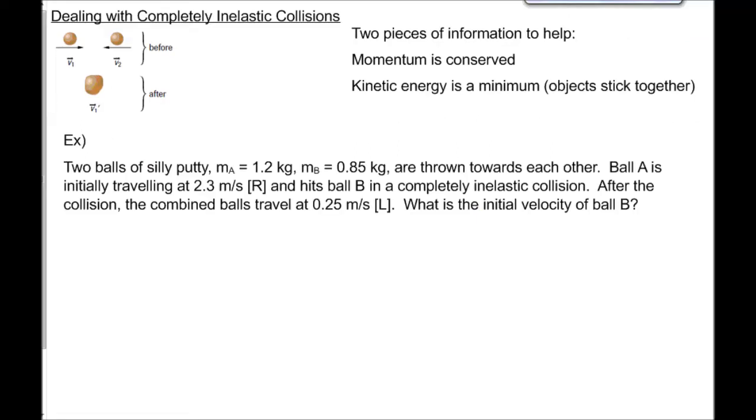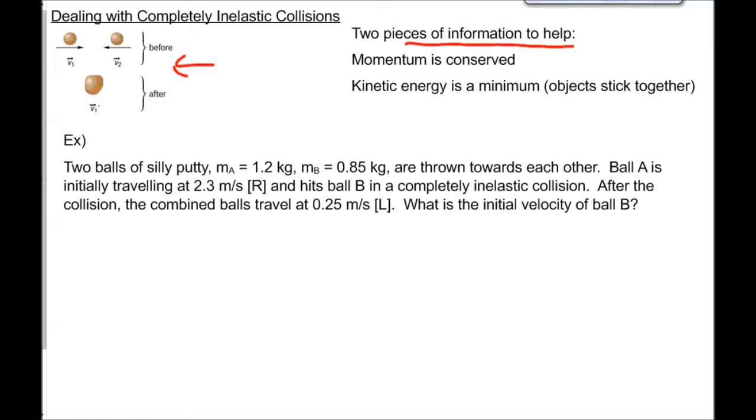Completely inelastic, and if you remember, what happens there is that the objects stick together. So there's a kind of diagram there to help you see what that looks like, and our key piece of information we have to help us. We've done questions like this already in class. Now we just have a name for it. We're going to call this completely inelastic collisions.